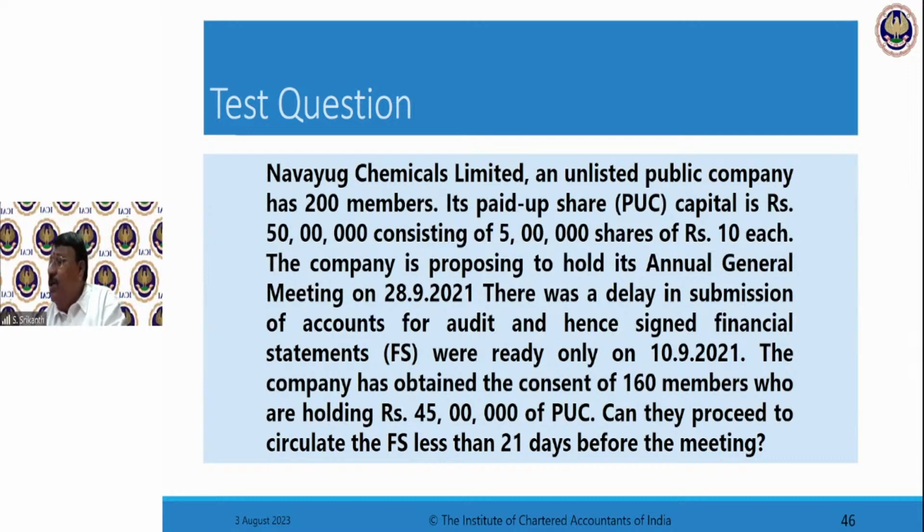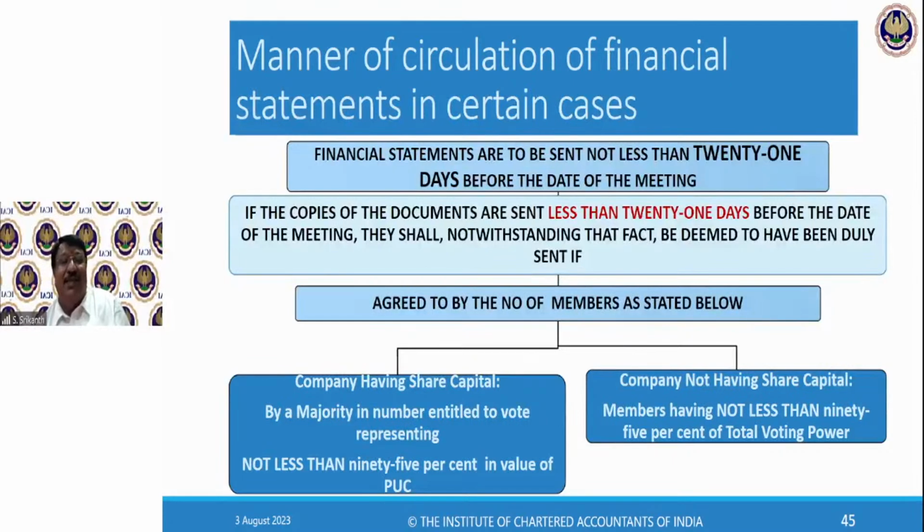I'm sorry, what is that? 45 lakhs? 47 lakh 50,000, right? So that is how it should be calculated. So this company has not obtained the requisite majority. If in the example only 50 members have agreed, they have 95%. It is still invalid because you have to satisfy both the conditions. That is why they say majority in number entitled to vote representing not less than 95% in value. Both the conditions are to be satisfied.